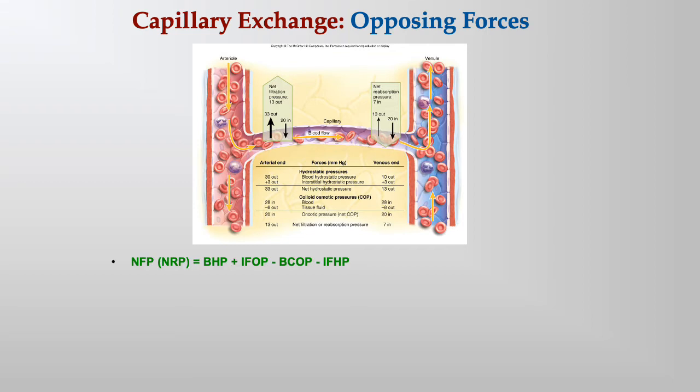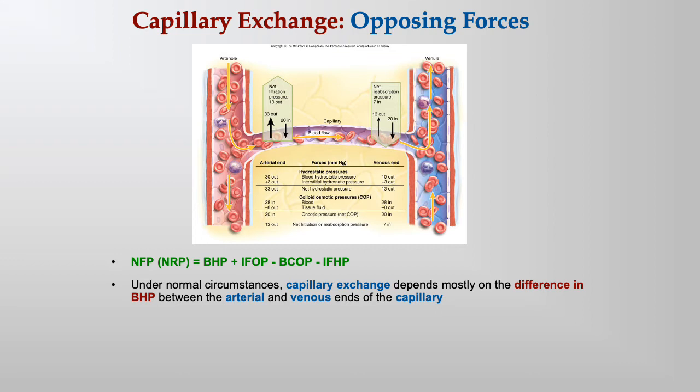So here you see a diagram: NFP or NRP equals BHP plus IFOP minus BCOP minus IFHP. So net filtration pressure, that's going out, or net reabsorption pressure, going in, is blood hydrostatic pressure plus interstitial fluid osmotic pressure minus blood colloid osmotic pressure minus interstitial fluid hydrostatic pressure. It looks confusing like that, but remember, all these things are just the force of water either being pulled or pushed either by hydrostatic pressure or by osmotic pressure.